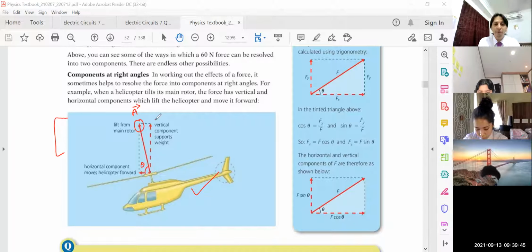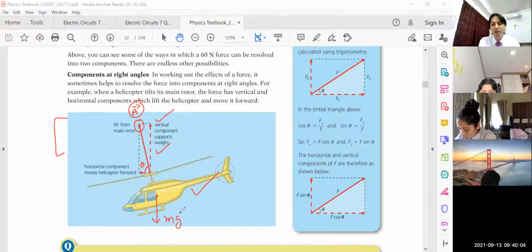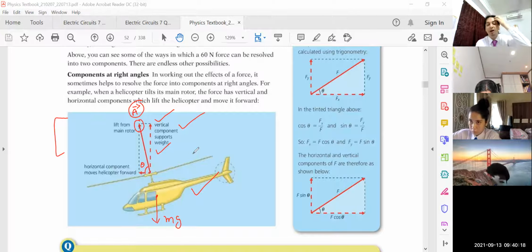So then you can see one component of this vector A is along the vertical direction, along the y-axis. That is called the vertical component. And what are the importance and significance of this vertical component? It balances the weight. How to draw the weight? The weight is m into g, that is acting vertically downward. So as per Newton's third law, children, for every action there is a reaction. So the weight is balanced by the vertical component of this vector A.